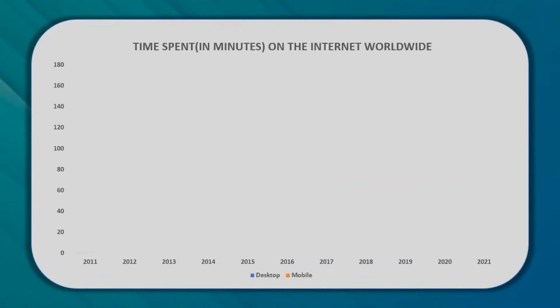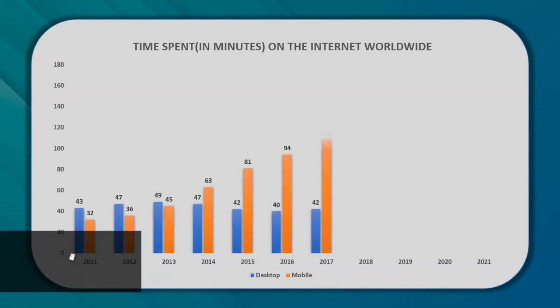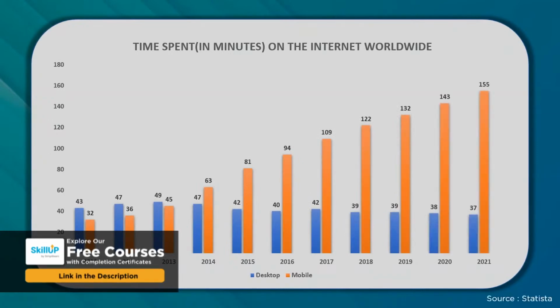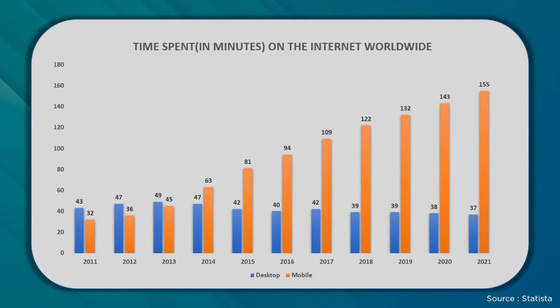This statistic represents the daily time spent online by internet users worldwide, starting from 2011 all the way up to 2021, sorted by device. According to Zenith Optimedia, in 2018, the average daily minutes of desktop internet consumption per capita amounted to 39 minutes and it is slowly projected to decline until 2020. However, the daily mobile internet consumption is set to increase to 155 minutes in 2021.